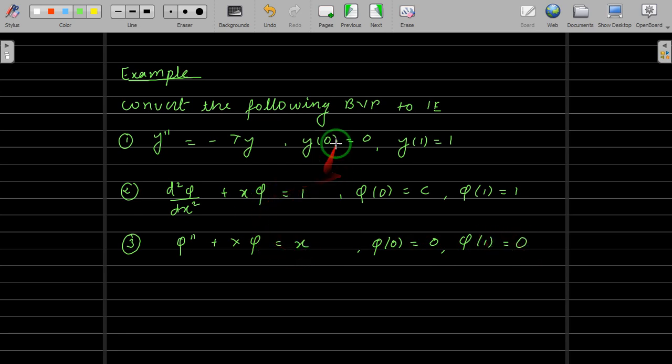Try to convert these boundary value problems to integral equations, and precisely those are Fredholm integral equations. All are second order, so it will be second kind. Try to solve those.